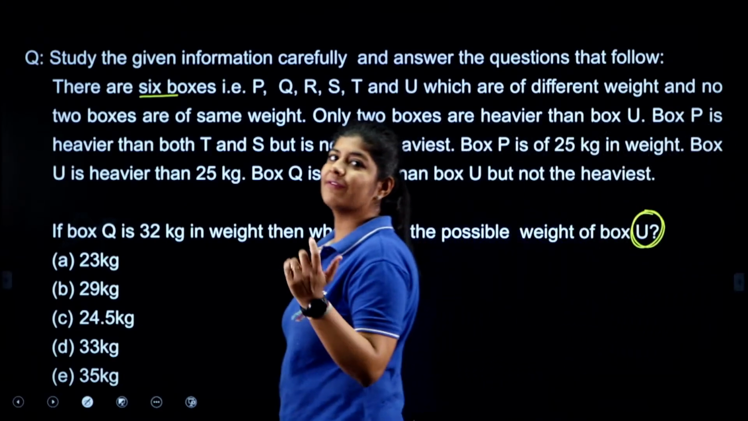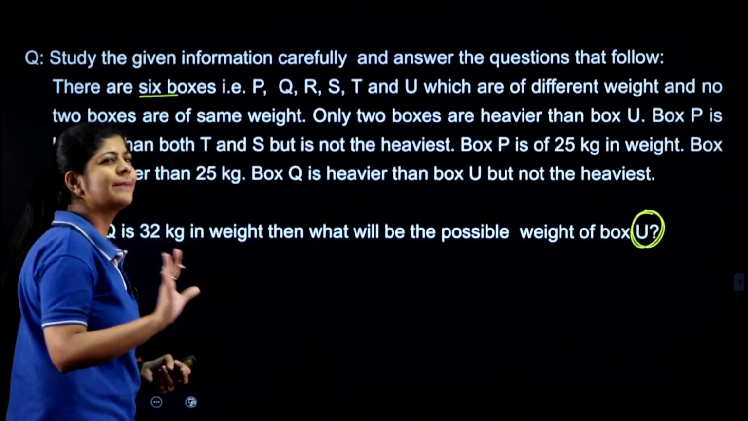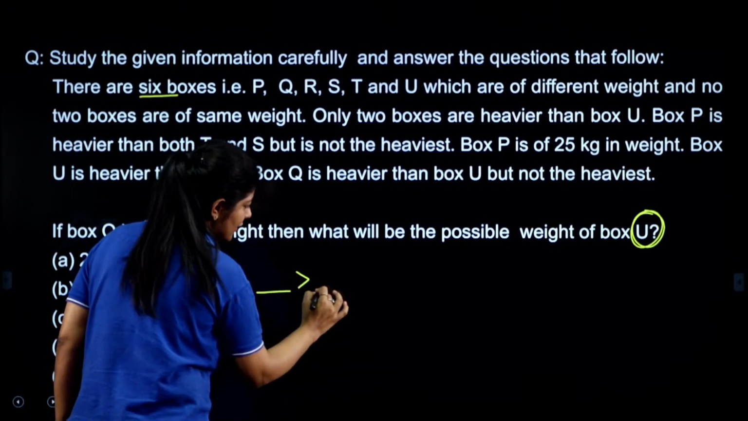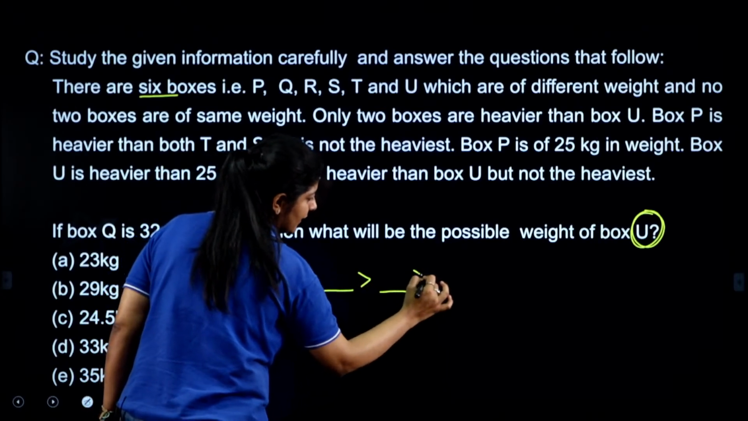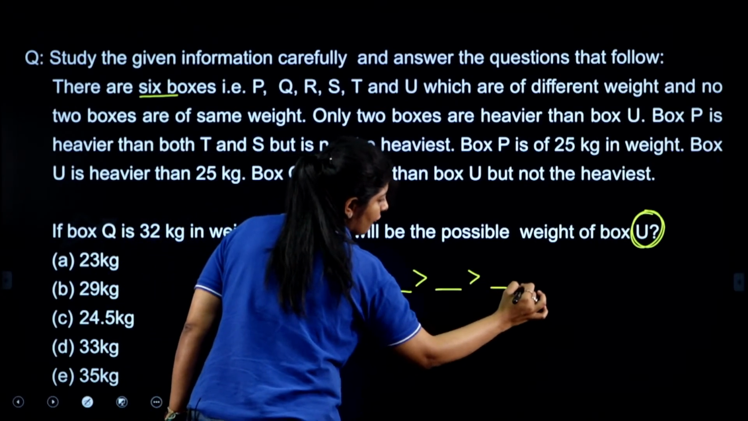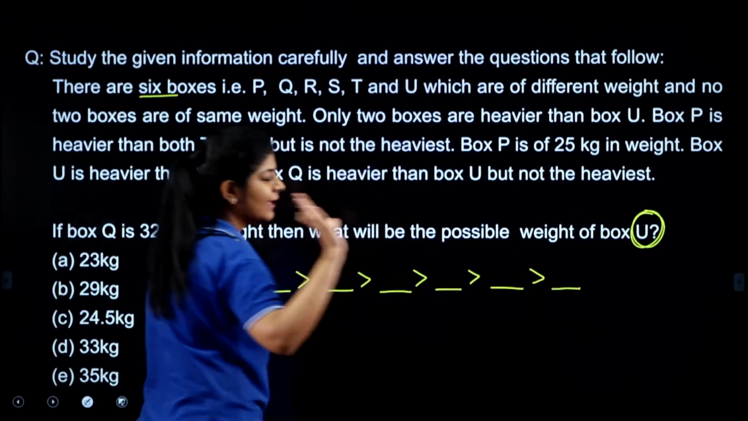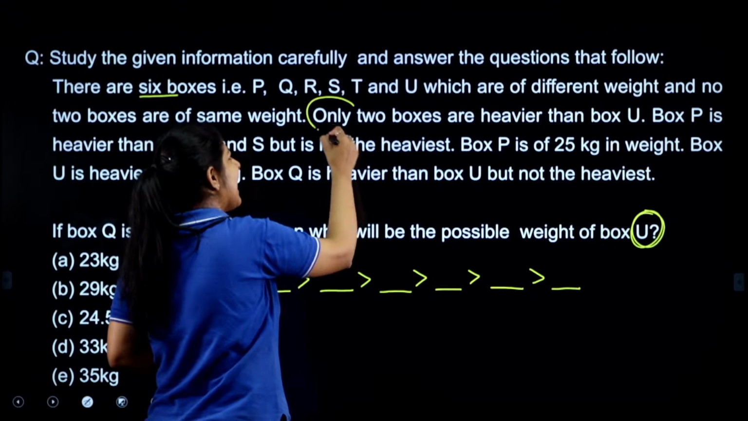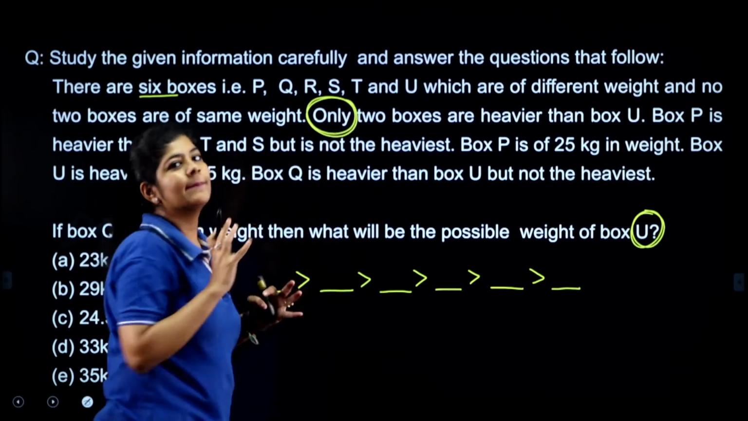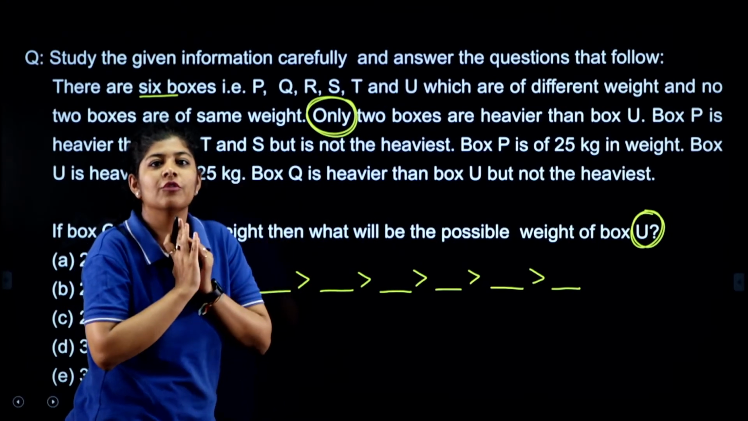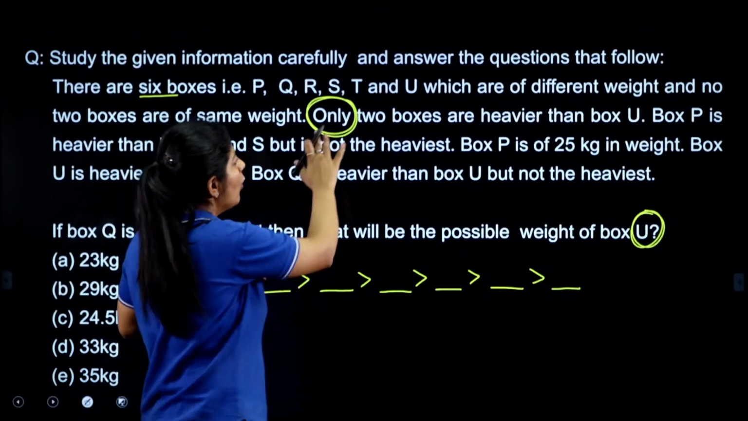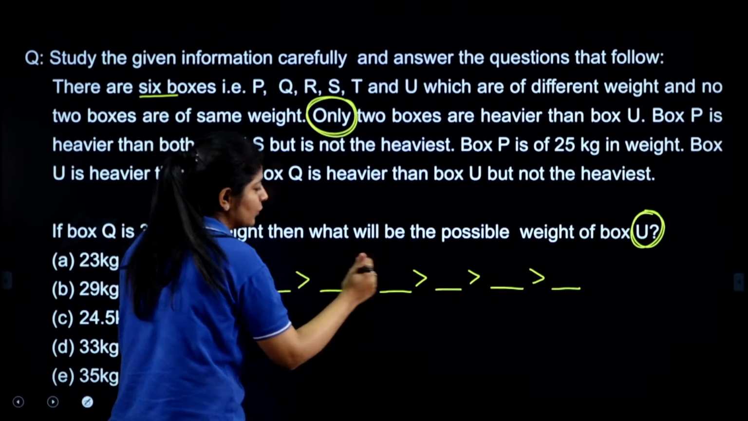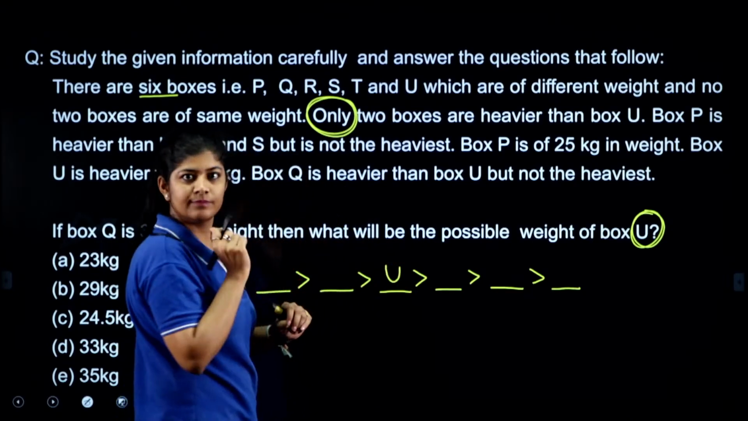As the question is saying, we have 6 boxes and all of them are of different weights. So I can arrange it like this: first box, second, third, fourth, fifth and the 6th. Here I have 6 boxes, right? As we have these kinds of words, with the help of these words we can fix the position of a few items. Only 2 boxes are heavier than U. Only 2 boxes, 1, 2. That means the place of U is fixed.